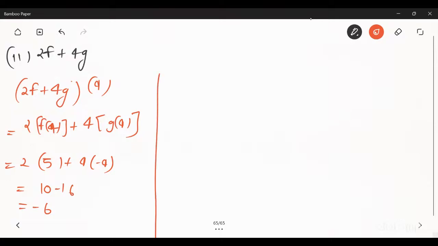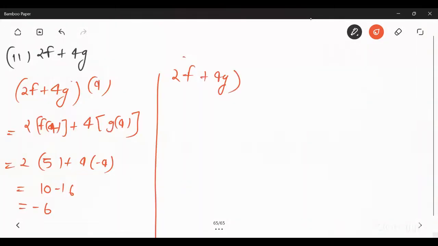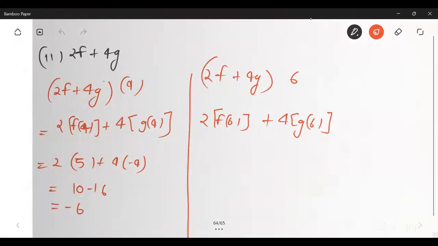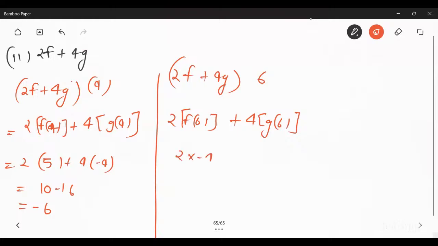Now the second part, 2f plus 4g. Of the next part, what is the domain of f intersection g? It is 6. So 2f plus 4g of 6. So you will get 2 times f of 6 plus 4 times g of 6. So f of 6 is given as minus 4 and g of 6 is given as 5. So 2 into minus 4 plus 4 into 5. So minus 8 plus 20. You will get 12 as an answer.